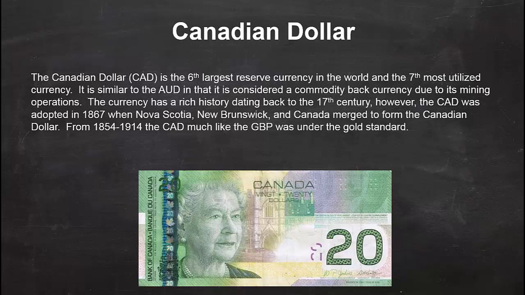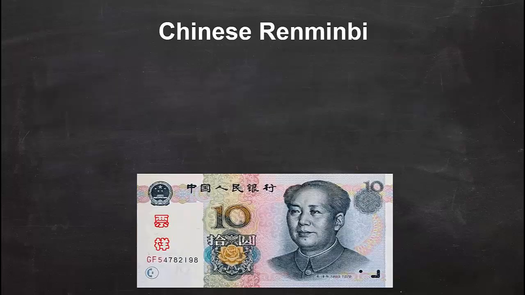It has a very, very rich history dating back to the mid 19th century, when in 1867 Nova Scotia, New Brunswick, and Canada all merged to form the Canadian dollar. And from 1854 to 1914, the Canadian dollar, much like the Great British pound, was under the gold standard. However, they no longer are under any standard either. Their economy is tied to mining, which gives it some degree of correlation with gold as well as the Australian dollar.